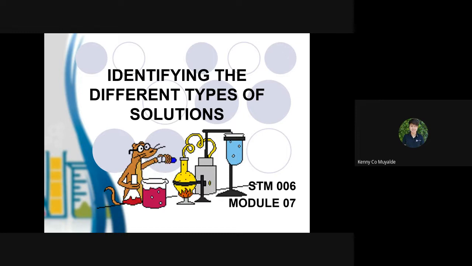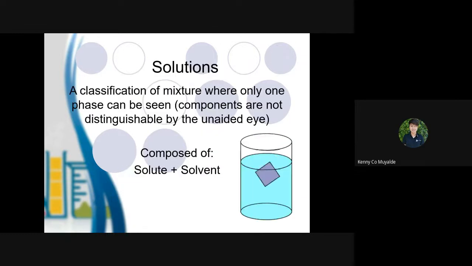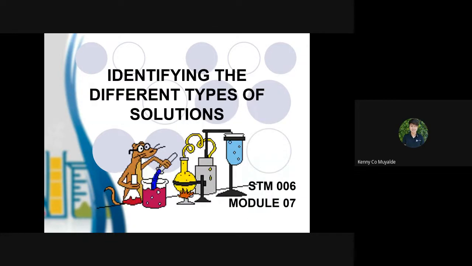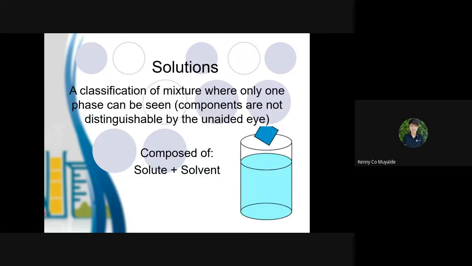Okay, so for module number 7, it is identifying the different types of solutions. Now, before we begin, let us have the objectives. We have no objectives here, pero nasa module, sige. So, let us define first what the solution is.